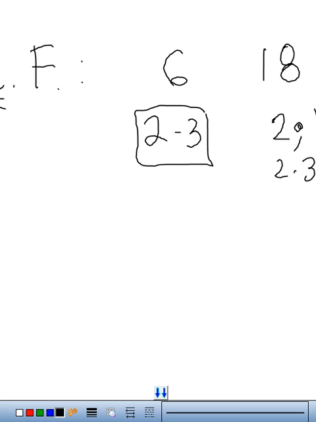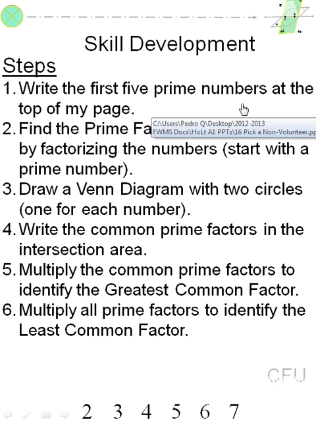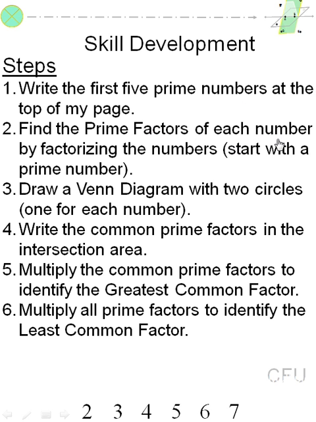So here we go. I gave you guys some steps. You guys already have them written there in the back. First of all, we need to write the first 5 prime numbers at the top of the page. Second, we find the prime factors of each number by factorizing. Next, we draw Venn diagrams and write the common prime factors in the intersecting area. Multiply the common prime factors to get the GCF, and at the end, multiply all prime factors to identify LCM. And you're saying, oh man, that's a lot of words. Yes, so let me show you how it goes.